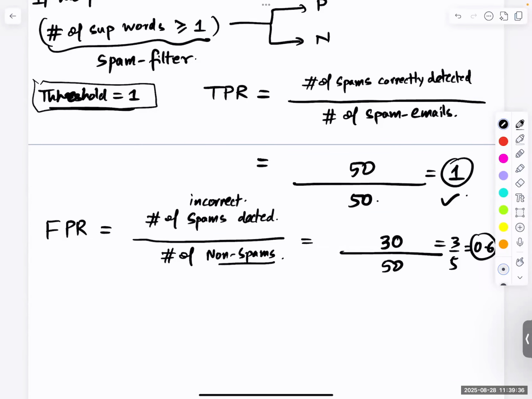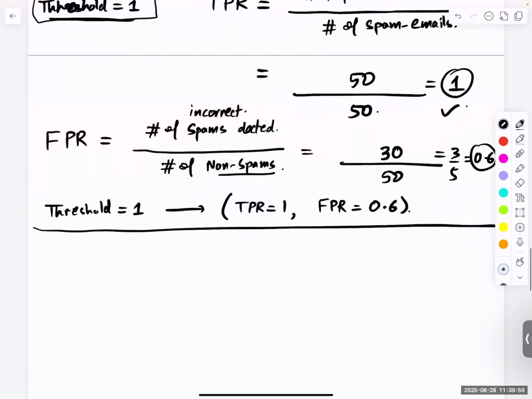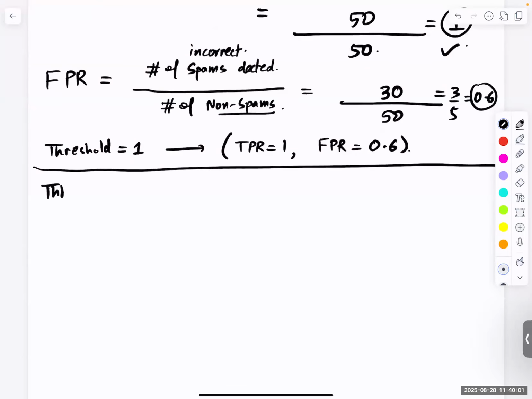Okay. So if I choose a threshold of 1, then I get a TPR of 1 and FPR of 0.6. Okay. Let's do one more example. Let's say now I increase my threshold to 2. Okay, let's see what happens. If I make threshold equal to 2, then what is my TPR?